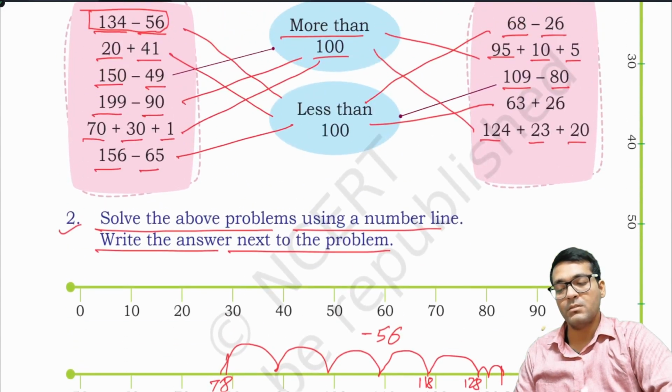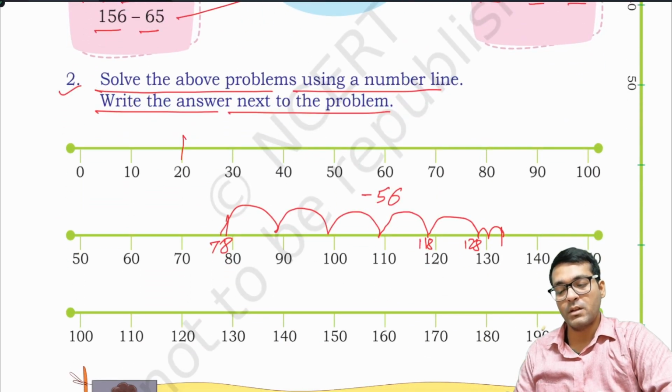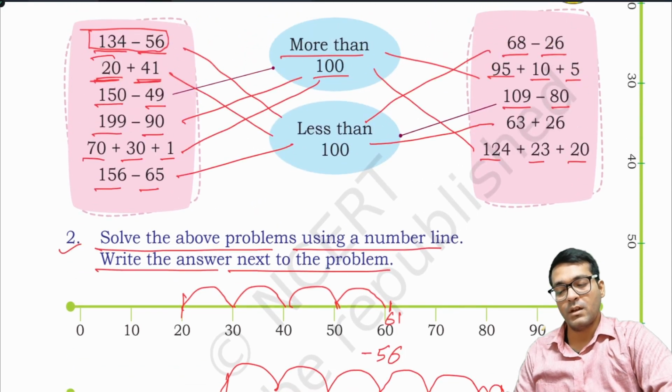Similarly, you can do this problem 20 plus 41. Here is 20. You have to add 41 to 20. 10, 20, 30 and 40 and 1. You will get 61. That is, 20 and 41 will give you 61. And 134 minus 56 will give you 78.